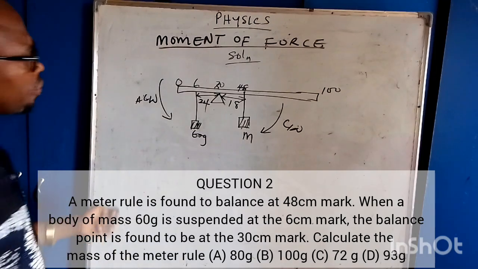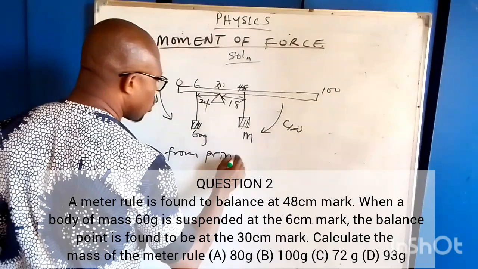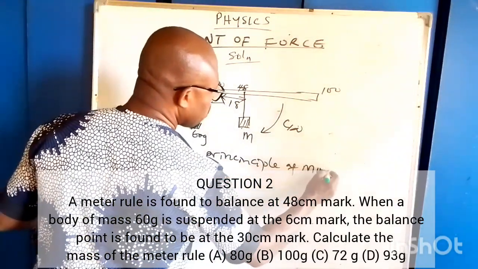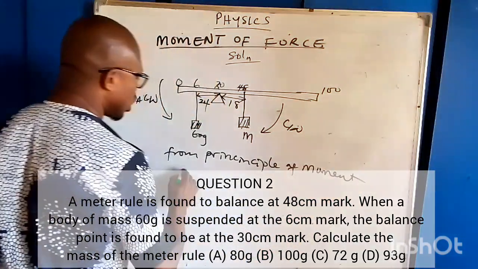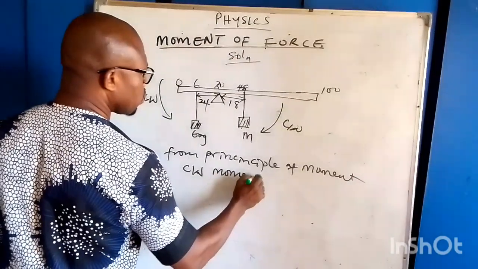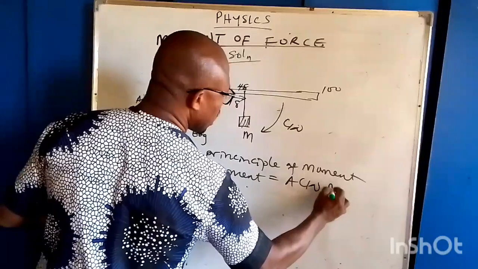Our formula will come first. We say from principle of moment, clockwise moment equals anti-clockwise moment.